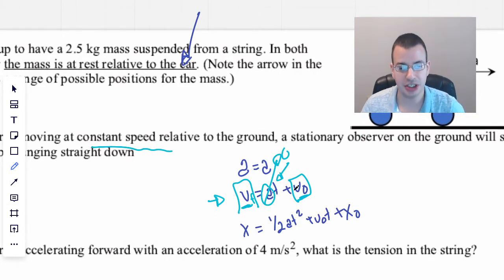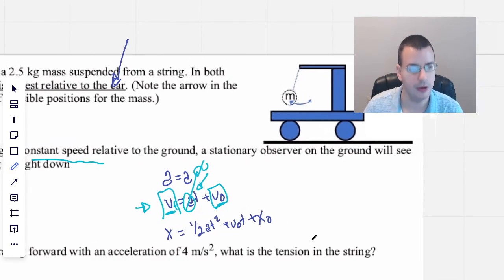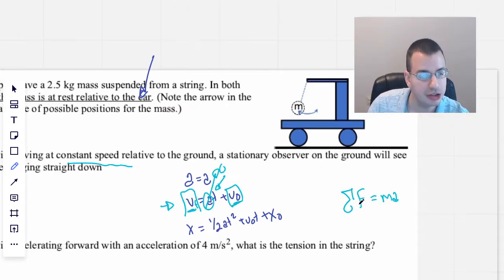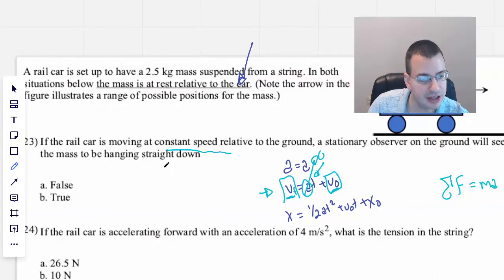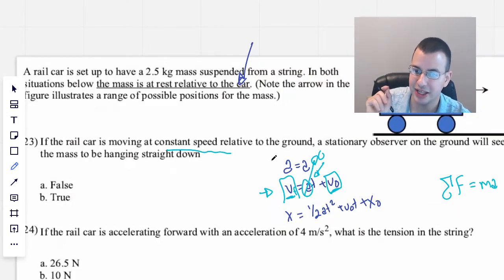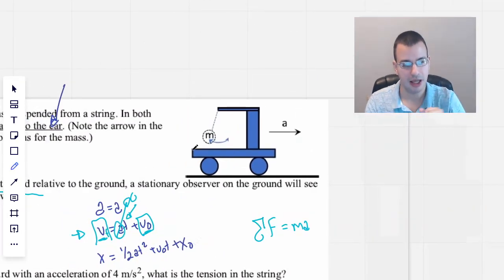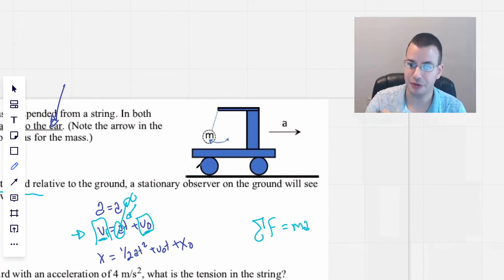So if acceleration is 0, then you're not going to have any net force on it. Think of it this way: the sum of all forces equals mass times acceleration. If the car is moving at a constant speed, it means the car is not providing any acceleration to the mass, which means there isn't going to be any acceleration left or right.